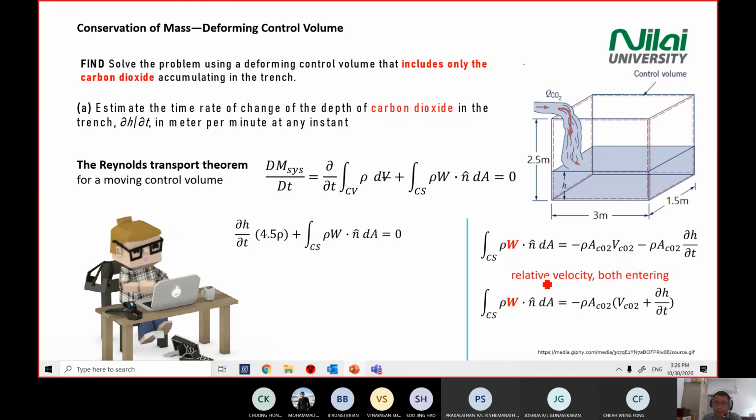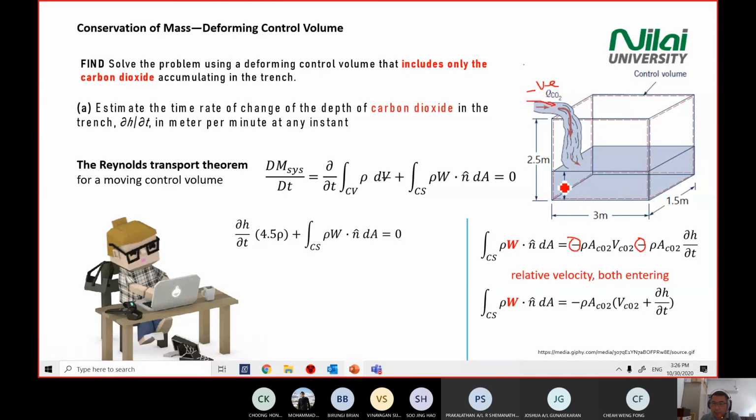So again, here is the velocity, relative velocity, and both are entering into the control volume. I explain why we can assume this one negative, this one negative. This one enters very directly, so direct is negative.